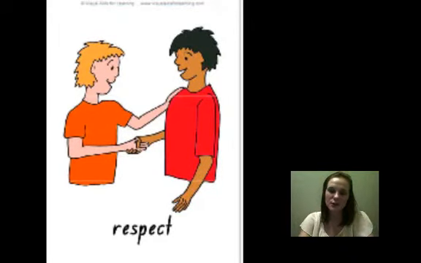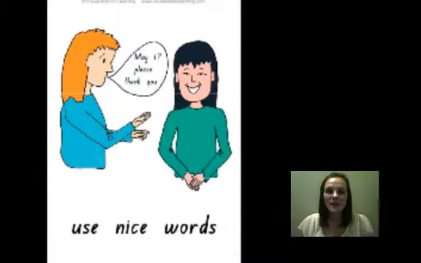You should always treat others how you would like to be treated. This means being nice and allowing people to join in on your games. When playing with others, you should always use your nice words. If you would like to join in on a game with a group, "May I please join your game" would be the appropriate response. If someone gives you something, you always say thank you.